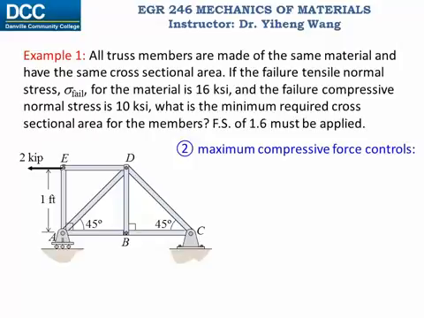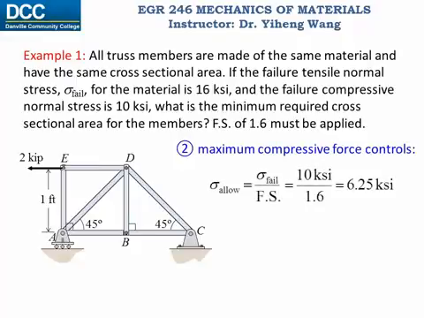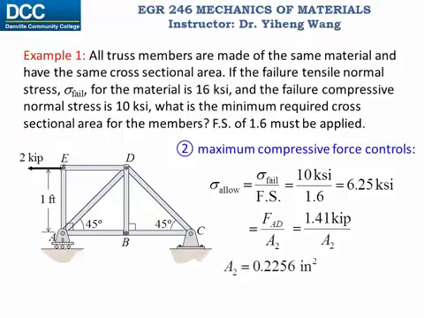And similarly, for the second situation, if maximum compressive force controls, we need to calculate the allowable compressive stress from the failure compressive stress to be 10 divided by 1.6, and that equals 6.25 ksi. Then this equals force over cross-sectional area A2, and then we can calculate A2 to be 0.2256 square inch. And if we compare this result to the previous situation, when the cross-sectional area is calculated to be 0.2 square inch, we know that for safety reasons, we should choose this larger area.